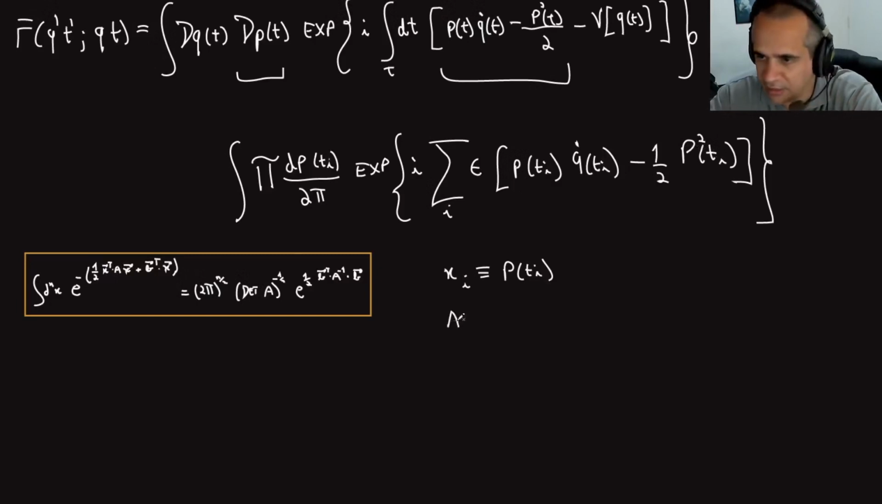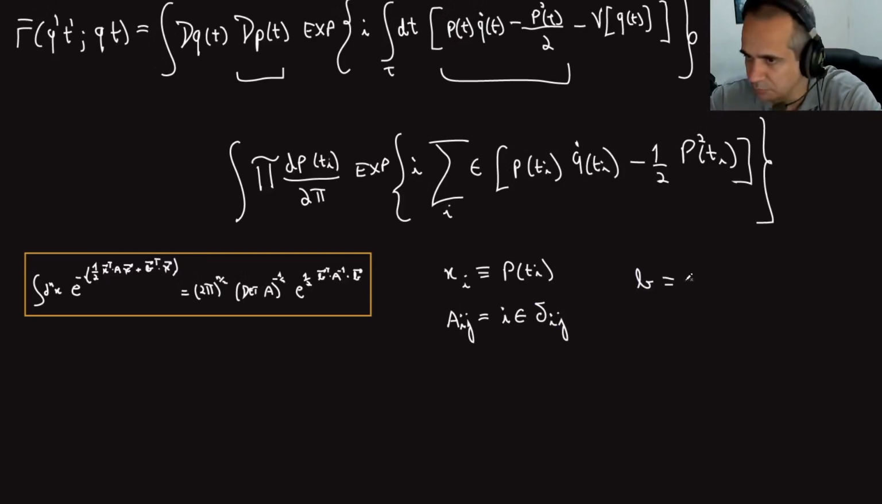That means that a_ij is just a delta, i epsilon, to incorporate these two terms that are multiplying this guy. The minus 1/2 is already included in the original definition, so this is just i epsilon Kronecker delta ij, right? And b, which is the linear term, is just these, and you have to include the i epsilon too, so this is just minus i epsilon q dot of ti. And finally I have to get the inverse of this matrix, which is easy, right? A minus 1 ij is just minus i over epsilon delta ij, right?